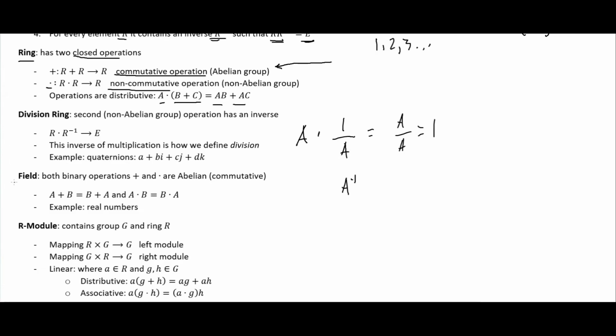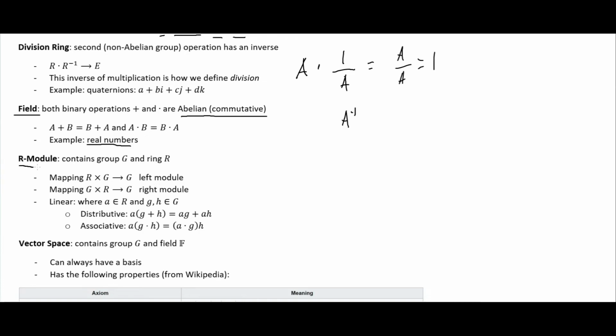So then a field, this is where the real numbers are. Now both binary operations are abelian, or commutative. And so that gets you into the math that we all know and love, where we have addition and multiplication, and then their inverses, which are subtraction and division. They're associative and commutative and distributive and all those things that you learned in early algebra classes.